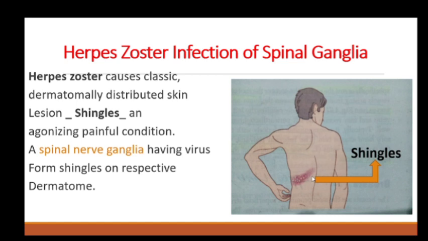These are vesicular eruptions on the dermatome, and the nerve supplying this dermatome has herpes zoster virus in its spinal ganglia.